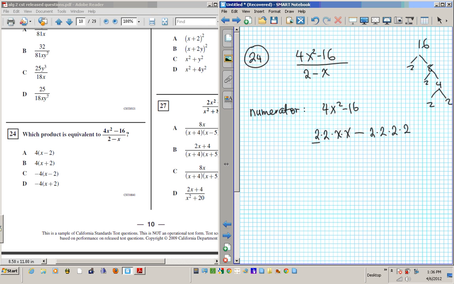So what can I factor out? I have a 2 here and a 2 here, a 2 here and a 2 here. That's it. So I can take out a 4. And if I multiply what's left, I have x squared minus 4. Okay? Now, can I factor x squared minus 4?